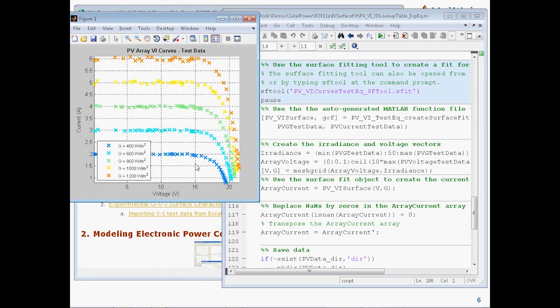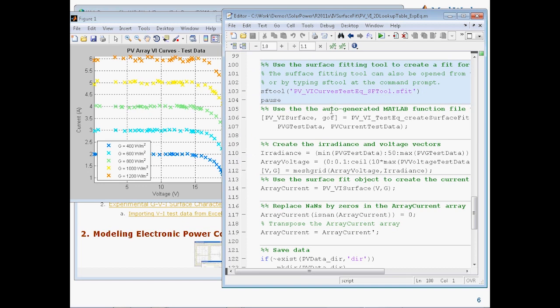I have VI curves, the same kind of curves that you saw before, only in this case they are taken from an instrument, from an actual panel. I have values for those VI curves for different irradiances. And I am going to go into one of the advanced toolboxes of MATLAB. I'm going to use the surface fitting tool in MATLAB. This is part of the Curve Fitting Toolbox.